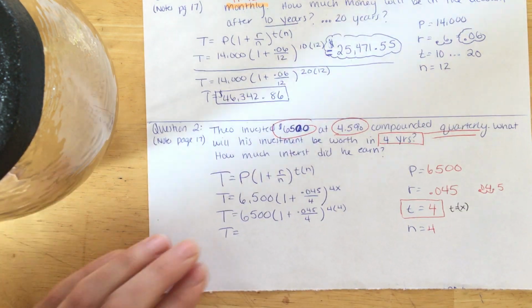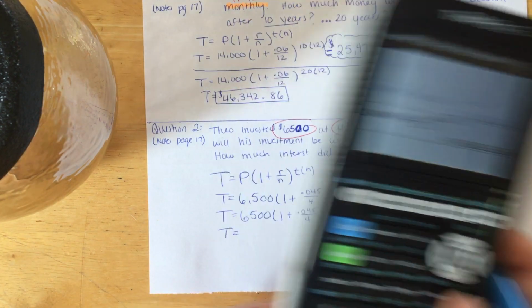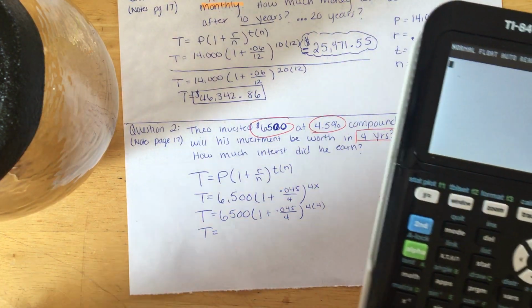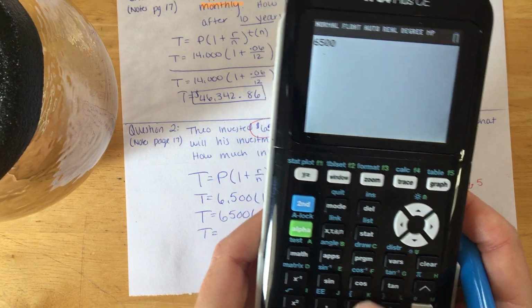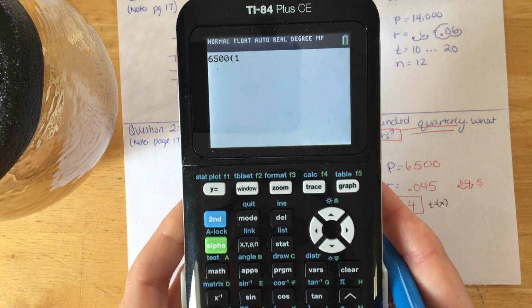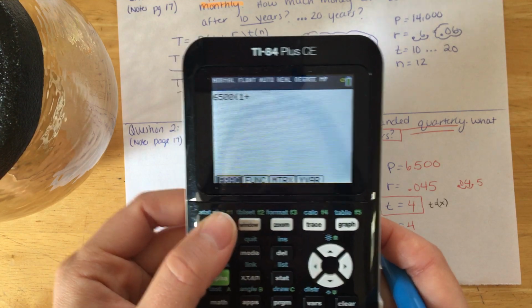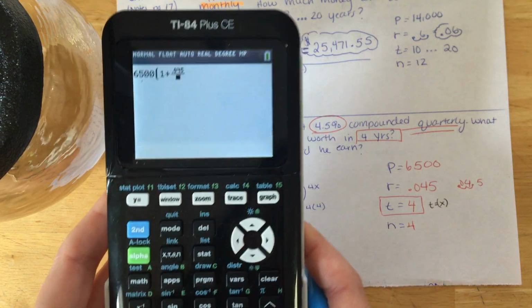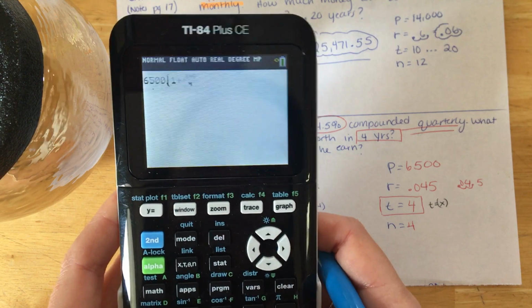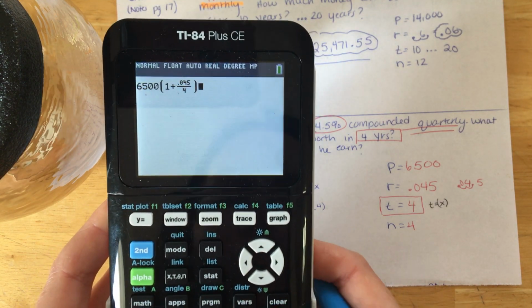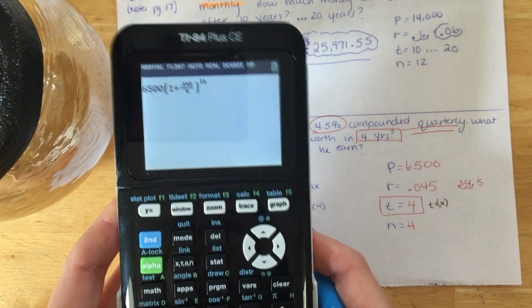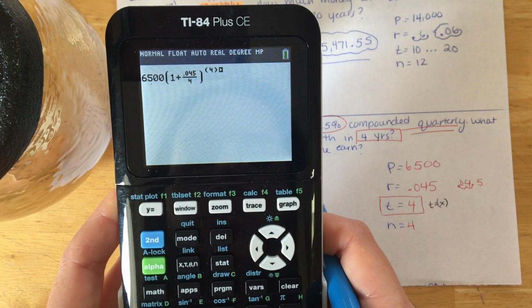And then T equals, let's plug that into our calculator. And if you want to do this math and just raise it to the 16th, that's totally fine. 6500, 1 plus, I'm going to do my alpha y equals 0.045. Be careful that you're plugging everything in correctly. That can be the biggest mistake. All raised to the 4 times 4, I'm just going to make that 16. If you don't want to do that, you can do 4 times 4.